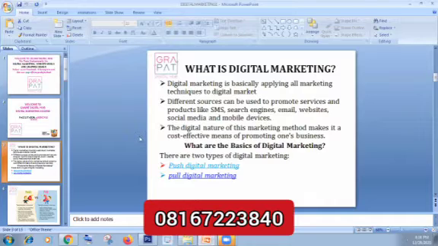We say the digital nature of this marketing method makes it a cost-effective means of promoting one's business. It is cost-effective in the sense that you don't really need to see who you are transacting with. You can actually transact online. You can sell to people online.